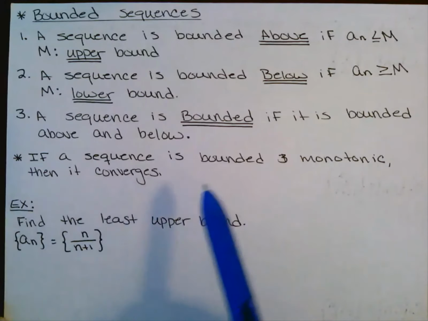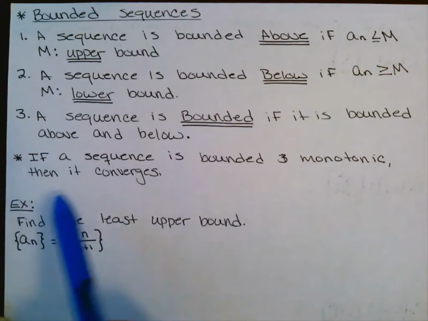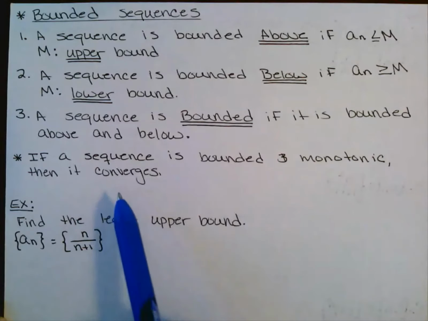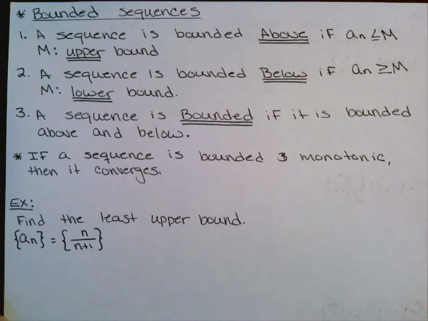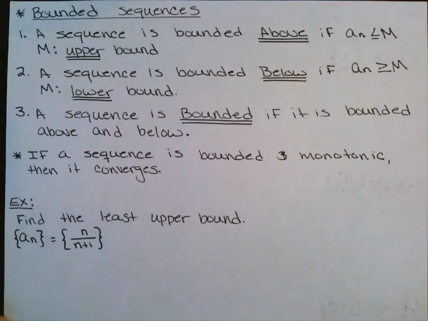If a sequence is bounded and monotonic, we can conclude right away that it converges, okay? So a lot of fancy writing. Let's look at an example. I think it's going to make this make a lot more sense, okay? Find the least upper bound. If I start analyzing this equation, before I even start testing out numbers, I know that if I have n over n plus 1, this denominator is always going to be 1 more than the numerator.